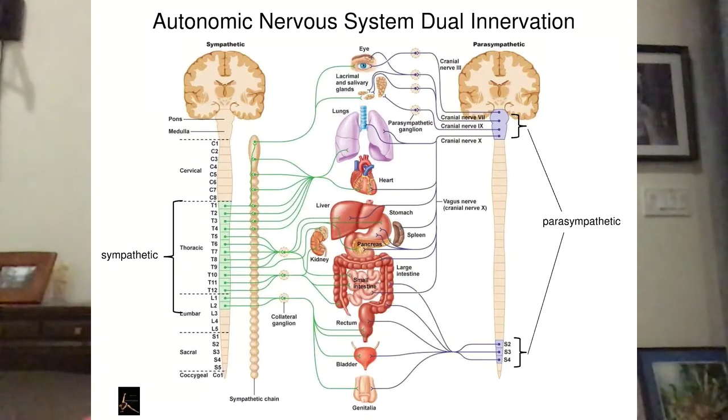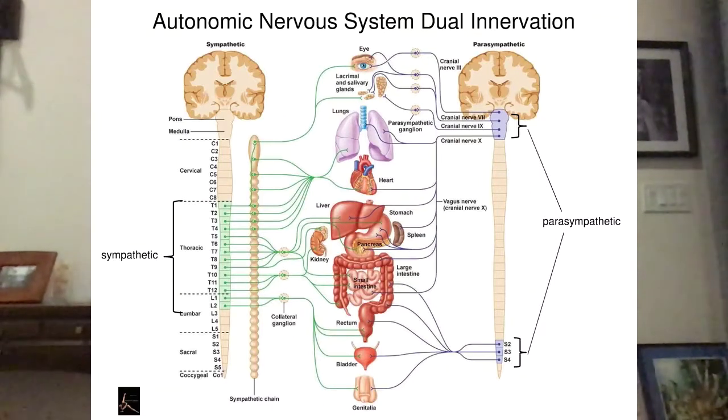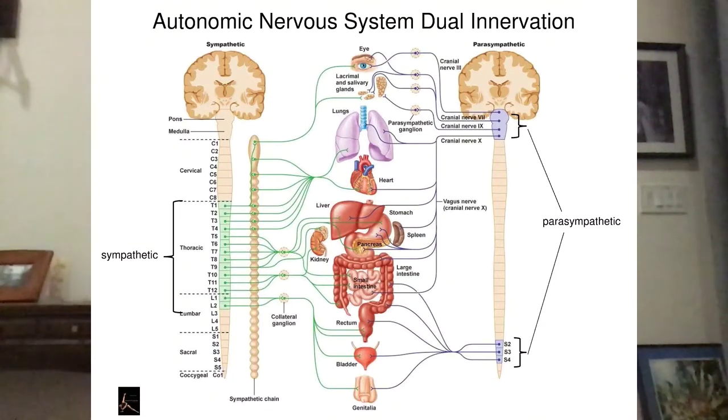So we call that rest and digest. Okay, when you're nice and calm, that's a good time to digest. These are body maintenance activities like digestion. It could be going to the bathroom, something like that, right?